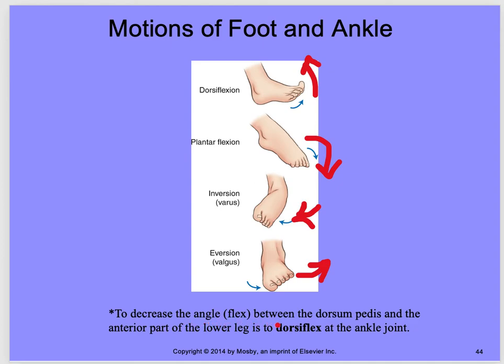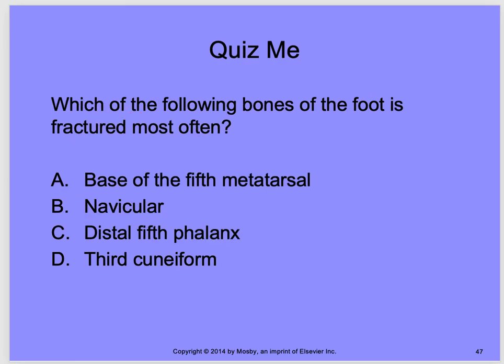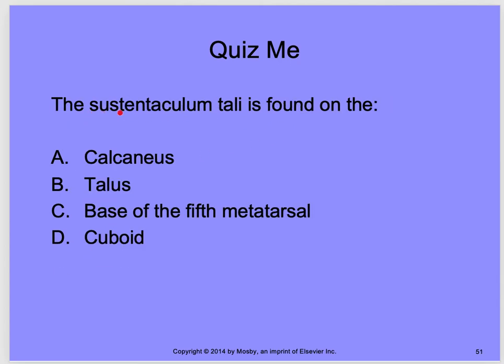To decrease the angle between the dorsum pedis and the anterior part of the lower leg is to dorsiflex at the ankle joint, okay? So dorsiflex at the ankle joint. There are some quizzes going on here, so make sure that you go through these. They're worth knowing. How many bones are found in the foot? We have 26. Which of the following bones in the foot is fractured the most? We've got the base of the fifth metatarsal. The strongest and largest of the tarsal bones is our calcaneus. We've got the sustentaculum tali found on the calcaneus.